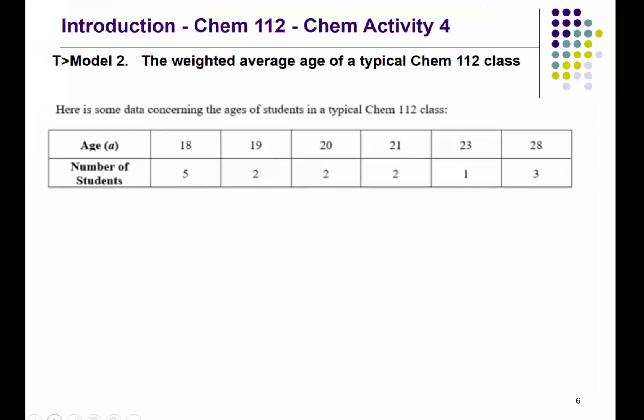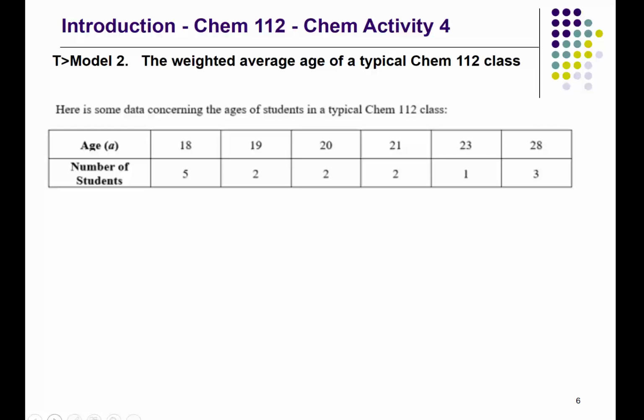In teaching model number 2, we will use an analogy to see how isotopic mass and percent abundance can be used to calculate the average atomic mass for an element. The following layout is taken from teaching model number 2.